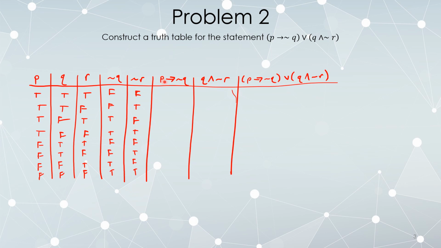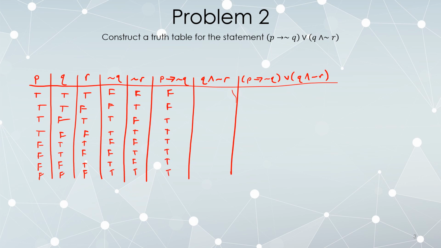Now I'm just looking between P, not Q. The only time a conditional statement will be false is if I have true pointing to false. So here, the arrow is going to be false. Here, the arrow is going to be false. Otherwise, I have true pointing to true or false pointing to anything. So the first two rows, this evaluated as false. Otherwise, it was true the rest of the time.